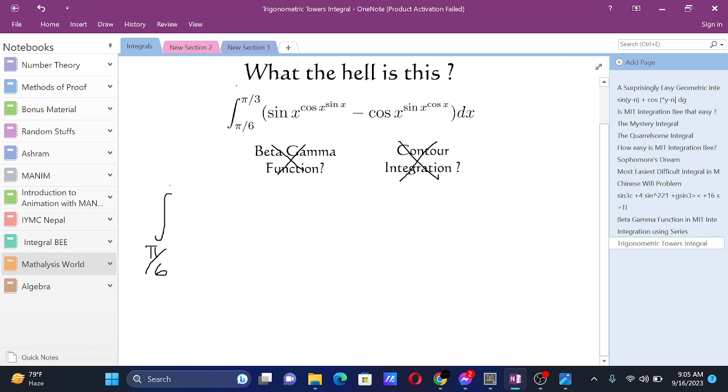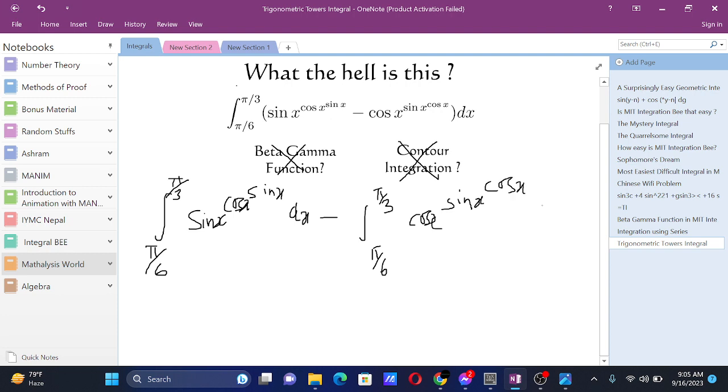Integral from pi by 6 to pi by 3 of sine x to the power cos x to the power sine x dx, minus integral from pi by 6 to pi by 3 of cos x to the power sine x to the power cos x dx.